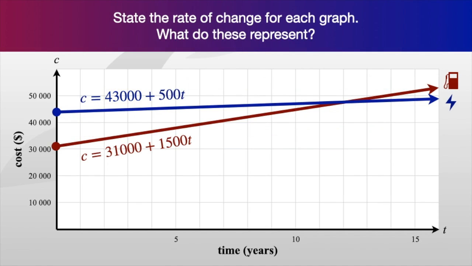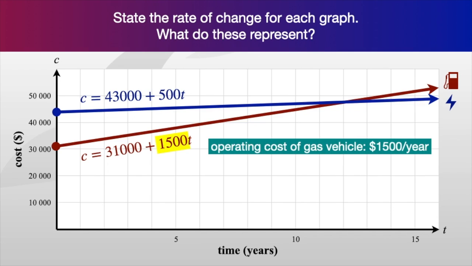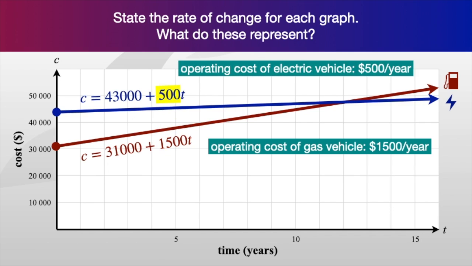State the rate of change for each graph. What do these represent? The rate of change, or slope, of the red line is 1,500. This represents the cost per year of operating a gas vehicle. The slope of the blue line is 500. This represents the annual operating cost of an electric vehicle. Notice that the cost per year of charging an electric vehicle is less than the cost per year of fueling a gas vehicle.